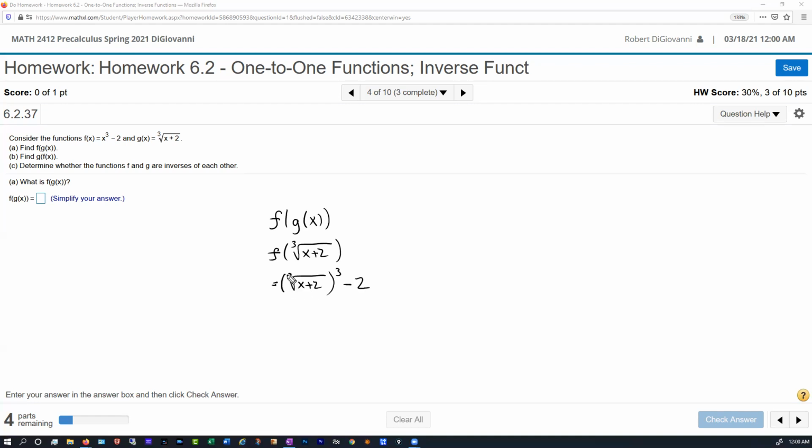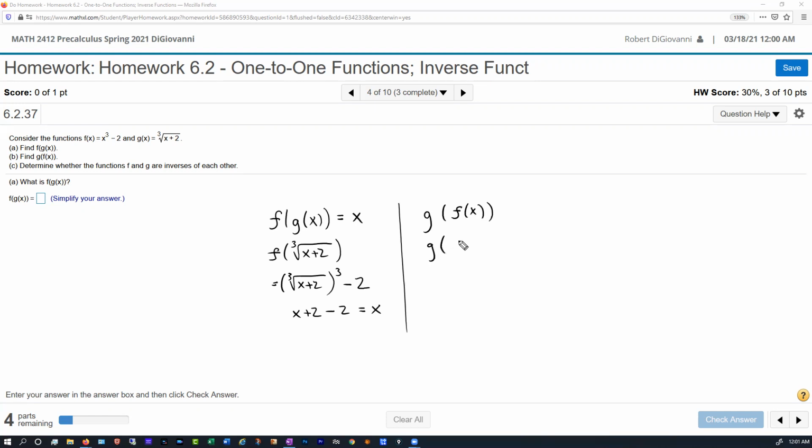And when you cube a cube root, it goes away. We're left with x plus 2, and we still have minus 2, and that just gives us x. So when we do the composition of these two functions, it spits out x. So we're halfway there. Now we need to try it the other way. What happens when you do g and you put f inside?